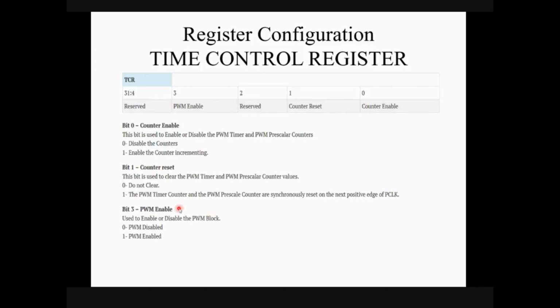Then bit 3 is the PWM enable bit. If it is 0, your PWM will be disabled. If it is 1, your PWM will be enabled. Why am I explaining all this? You have to remember what the value of these bits should be if you want to use the counter and if you want to enable the PWM.